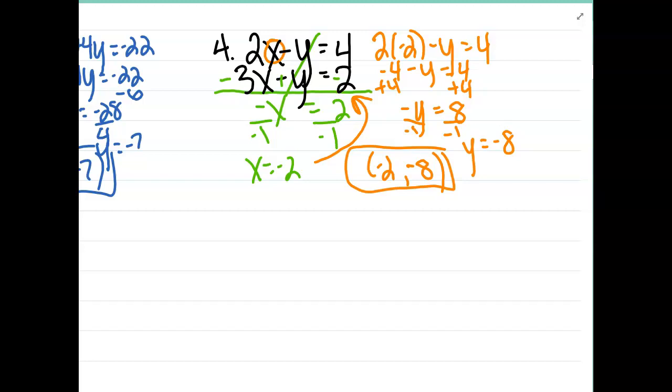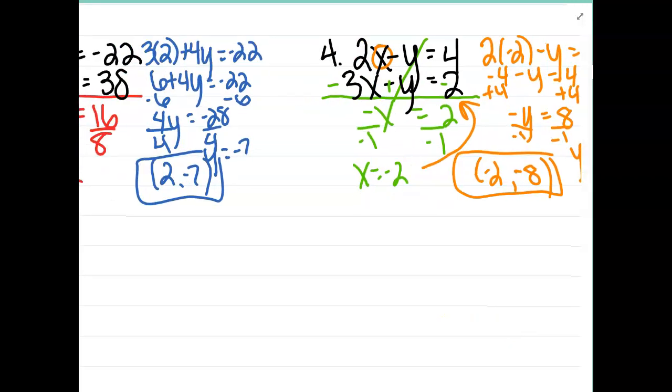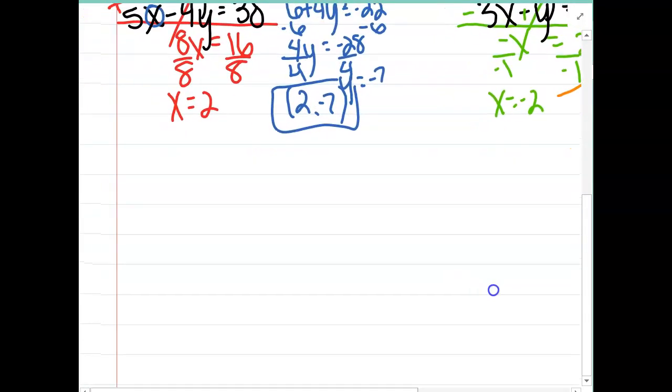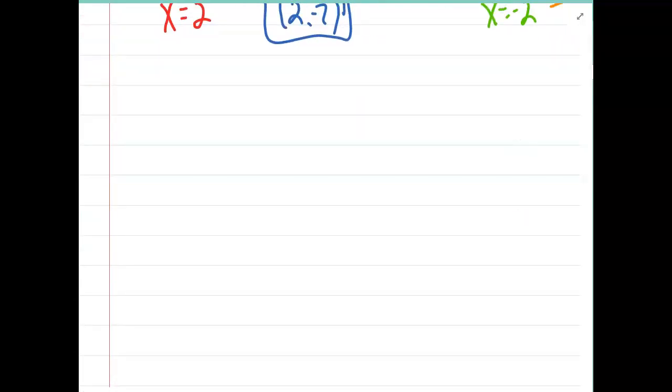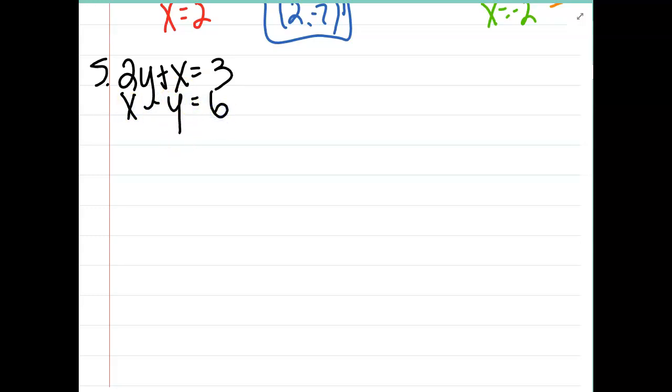Okay, the last two problems, something happens in these last two problems that's not going to happen in your 4 problems that you're going to do today for homework, but it will happen on your homework tomorrow. So keep that in mind when you're working on your homework tomorrow. So number 5 says 2y plus x equals 3, and x minus y equals 6.